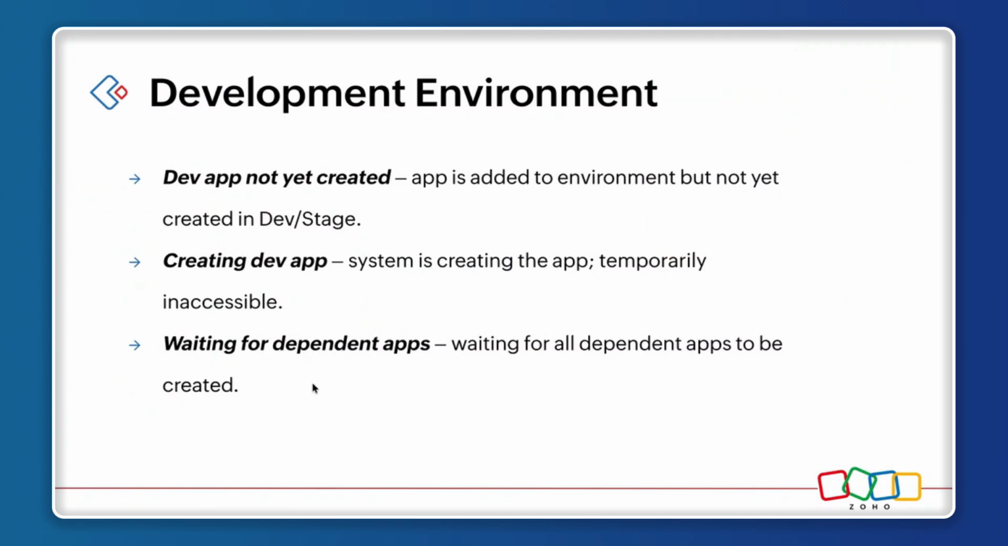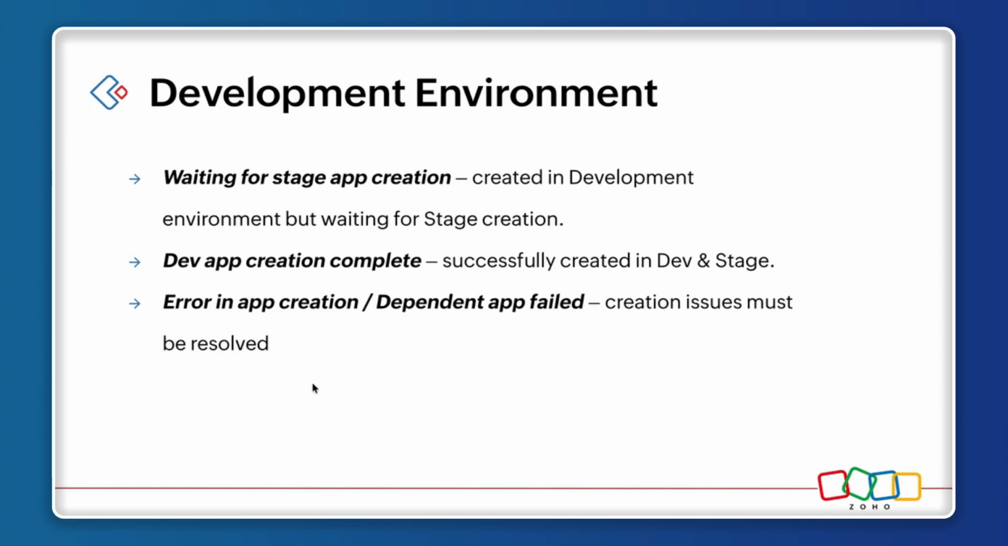So let me share a few of the statuses. The first one, we have development app not yet created, where an application is added to the environment but not yet created in the development or the staging environment. And then creating development application, where the system is creating the app but temporarily it is inaccessible by anyone. And then we have waiting for dependent apps, where you will be waiting for any other dependent apps to be created within the environment. And then waiting for stage app creation, where the app is created in the development environment, but we are waiting for the stage creation for that specific application.